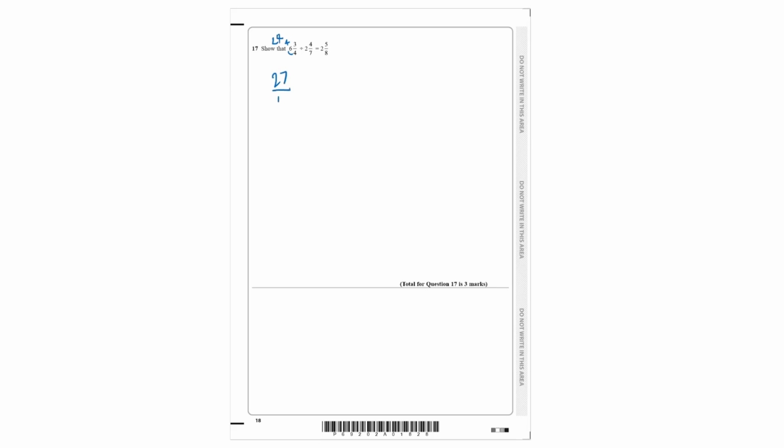We write the same denominator, which is 4, divided by 2 times 7 is 14. 14 plus 4 is 18, divided by the same denominator, which is 7, is equal to 2 5/8.